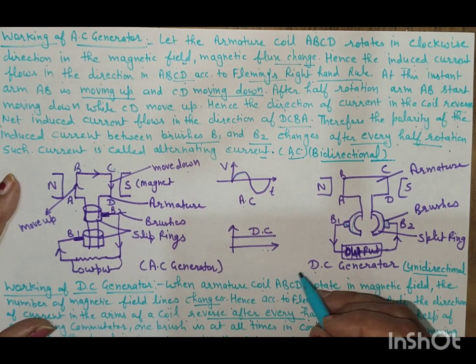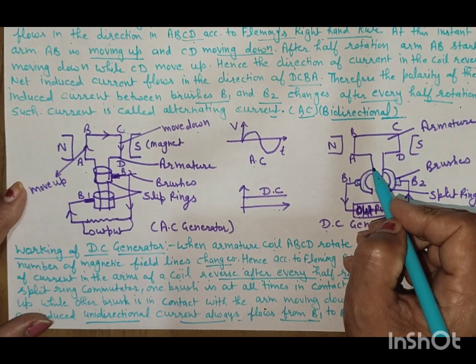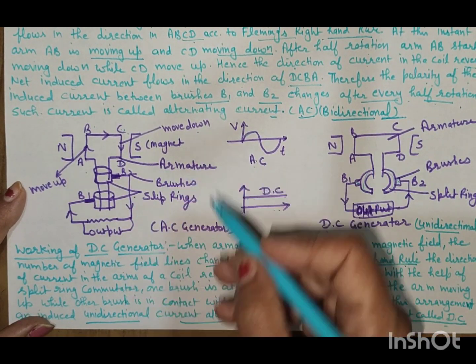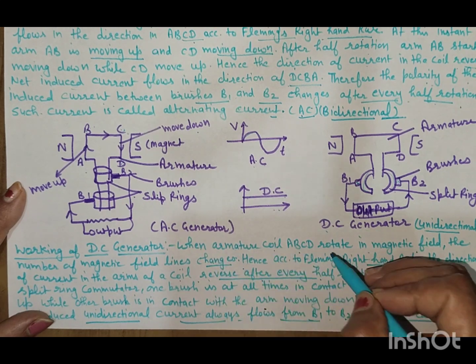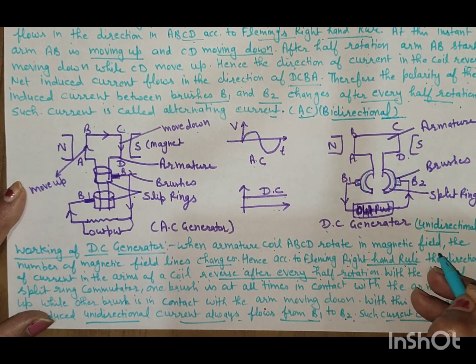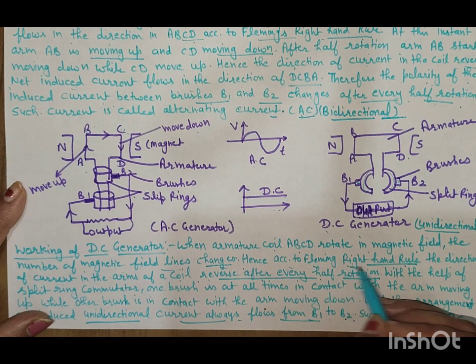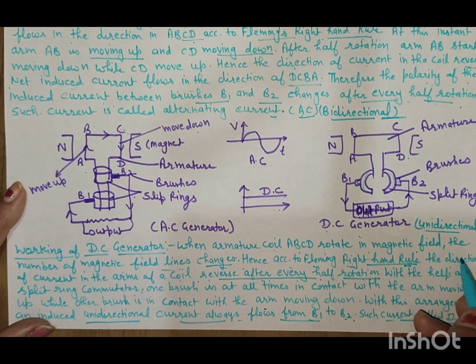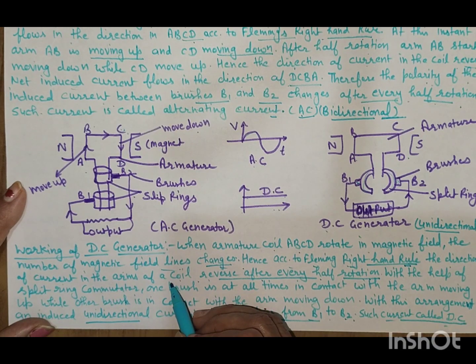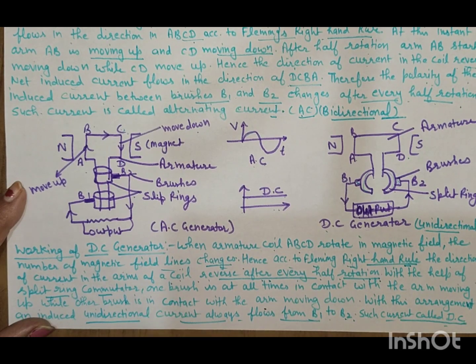Now, working of the DC generator. This is the DC generator. This is the AC generator. Working of DC generator. When armature ABCD rotates in the magnetic field, the number of magnetic field lines changes. Hence, according to Fleming's right hand rule, the direction of current in the arm of a coil reverses after every half rotation with the help of the split ring commutator.